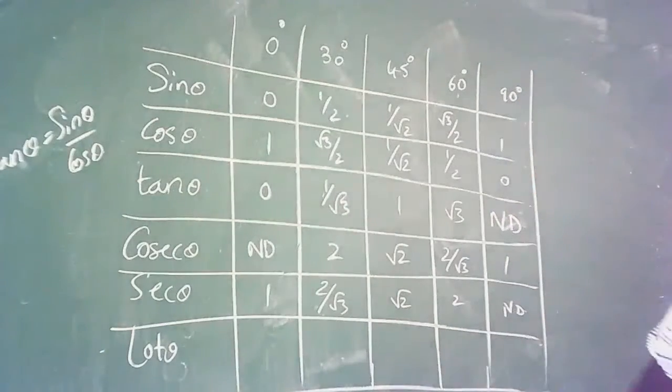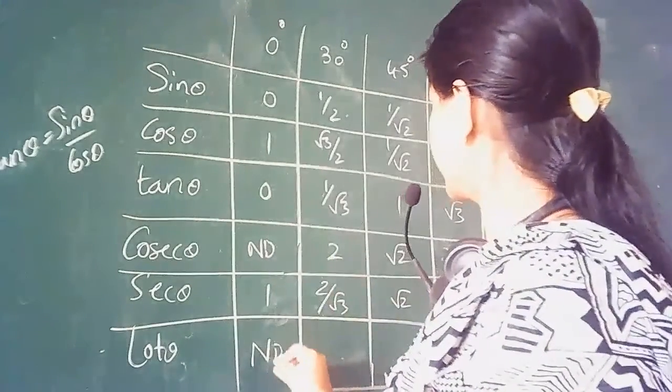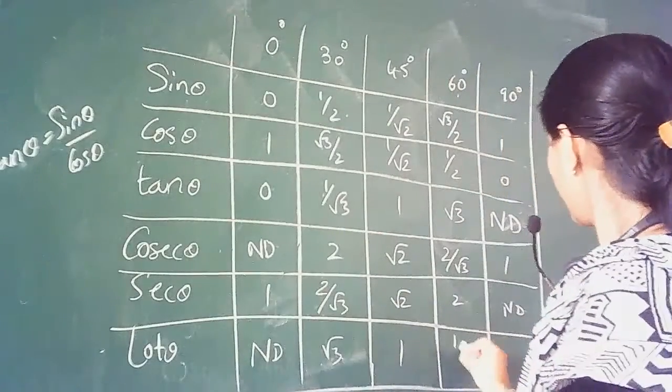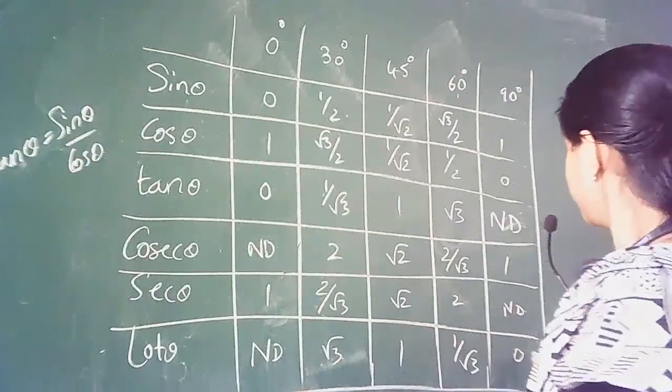Next, we know that cot theta is the reciprocal of tan theta. 1 upon 0, not defined. 1 upon 1 by root 3 is root 3, 1 upon 1 is 1, 1 upon root 3. This is nothing but 0.